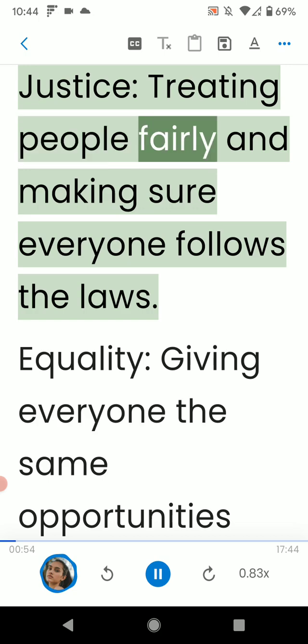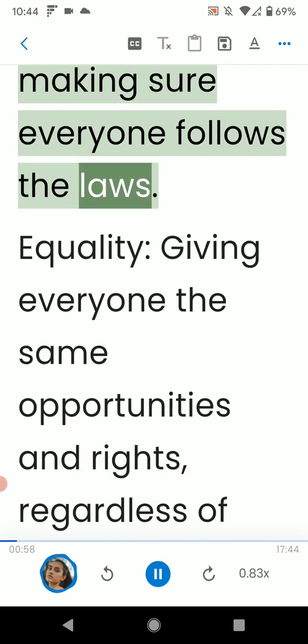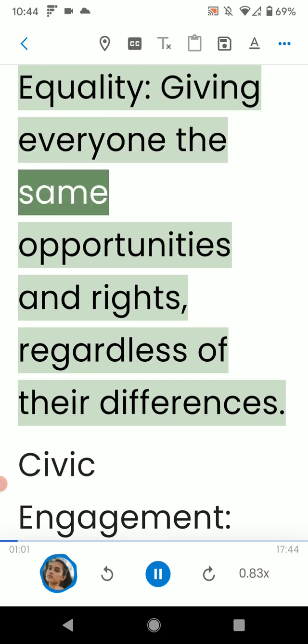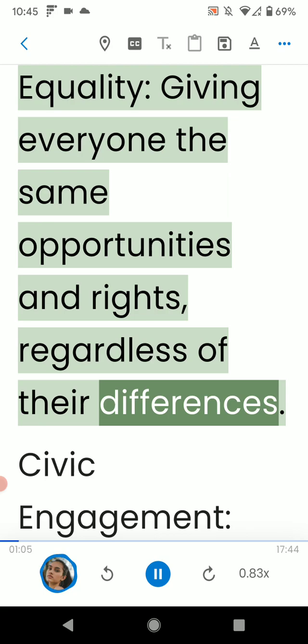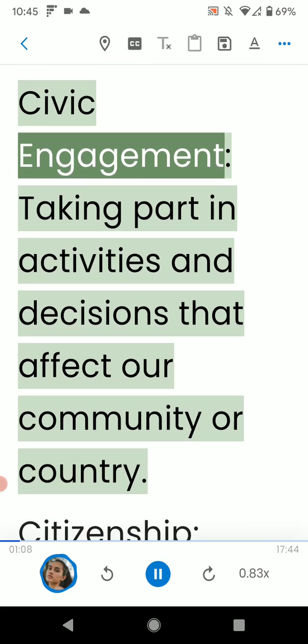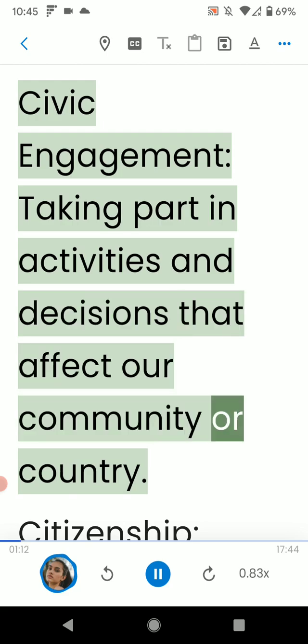Justice, treating people fairly and making sure everyone follows the laws. Equality, giving everyone the same opportunities and rights, regardless of their differences. Civic engagement, taking part in activities and decisions that affect our community or country.